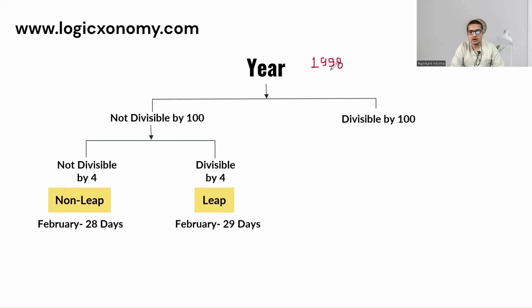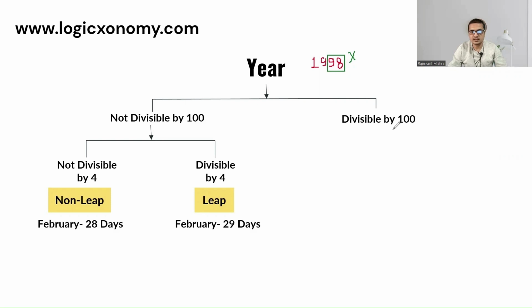Now the question is, how to find whether a number is divisible by 4 or not? Just take the last 2 digits of this year and divide it by 4. Here, this 98 is not divisible by 4. So, it's not a leap year. It means in 1998, February has only 28 days.